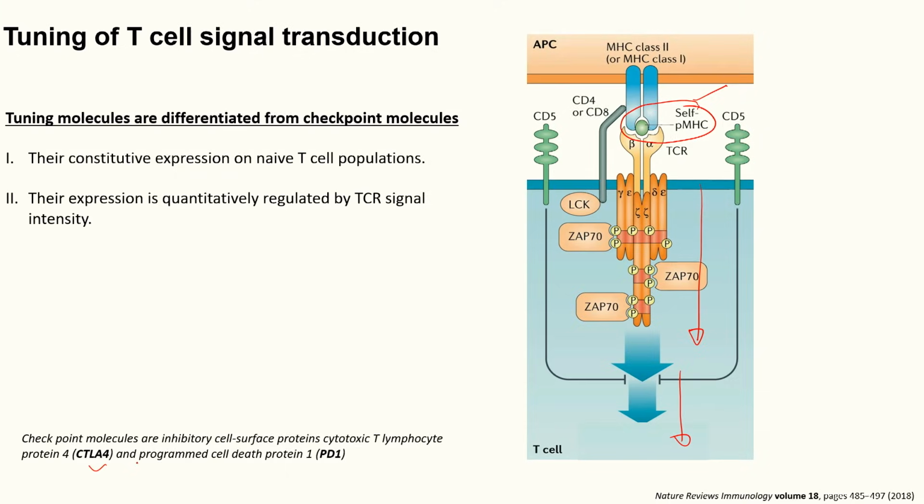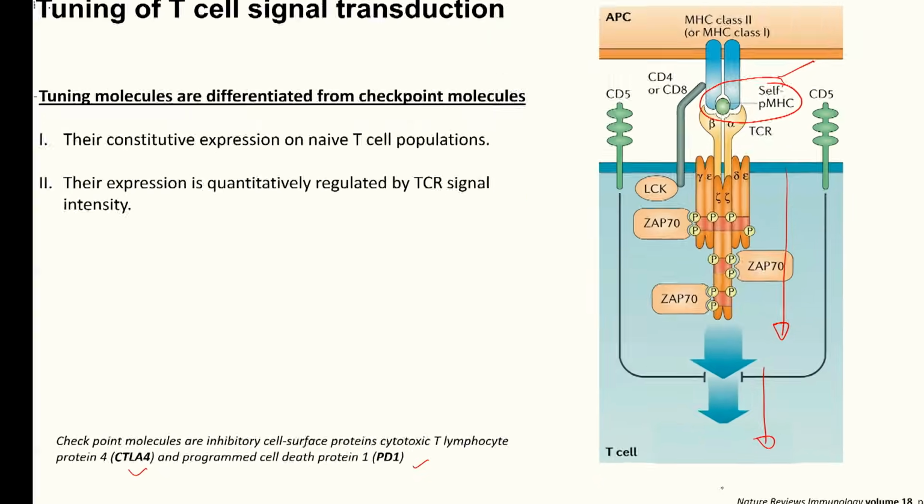There are two checkpoint molecules which we'll discuss a little later. One is called CTLA4, which is cytotoxic T lymphocyte protein 4, and the other is programmed cell death protein 1, PD1. These are the checkpoint proteins. Apart from that, the cell also expresses some proteins such as CD5.